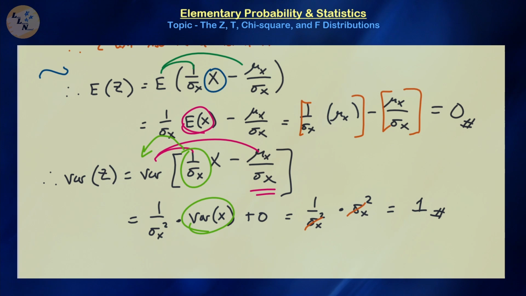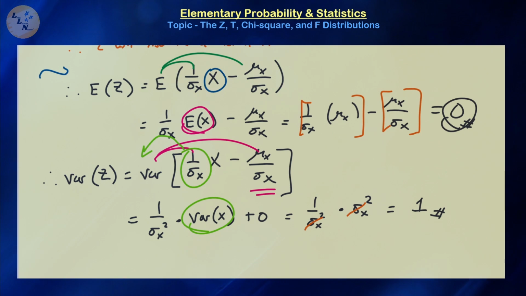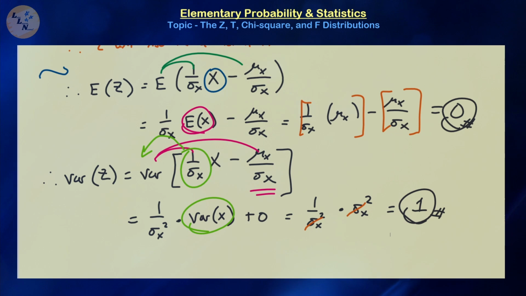So that means if x is a random variable, any random variable, it doesn't have to be normal, doesn't have to be exponential, it can be anything you want. The z-score random variable of that original random variable will always have an expected value of 0, and the variance of a z-score will always be equal to 1. And those are very, very important distributions.